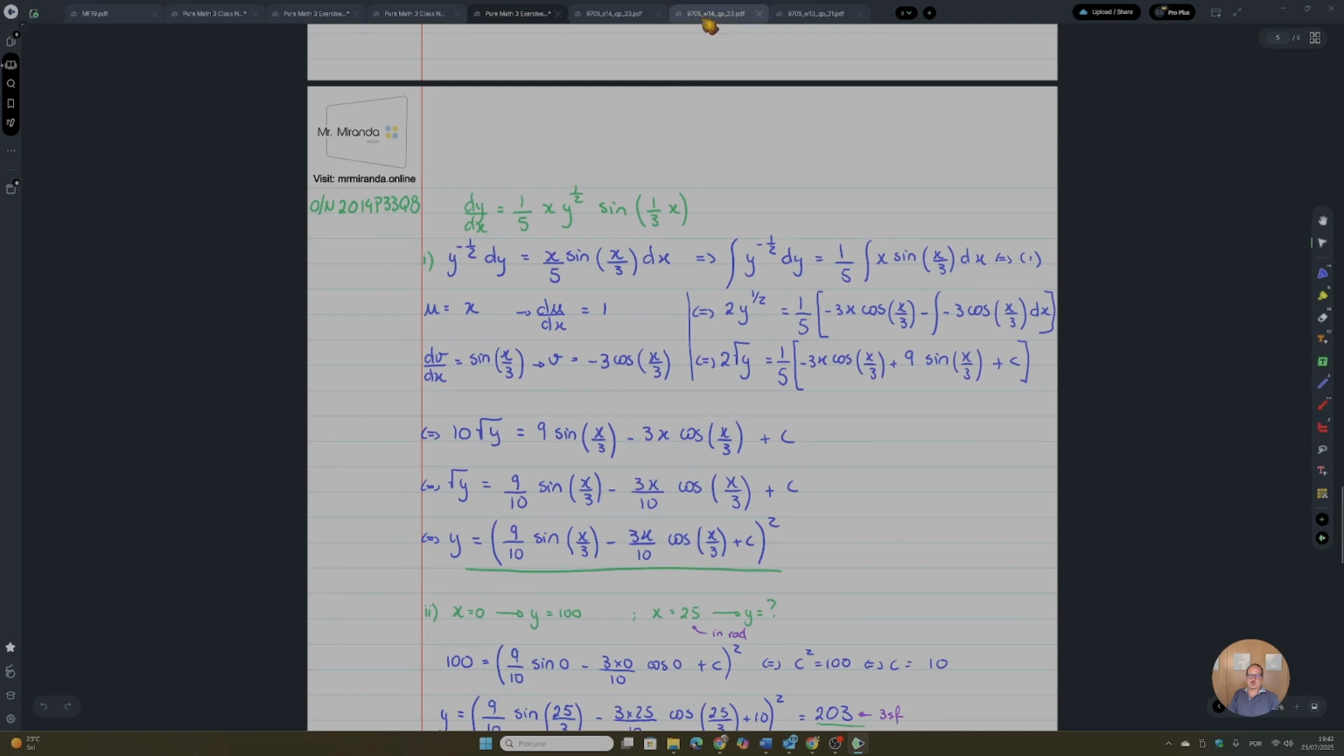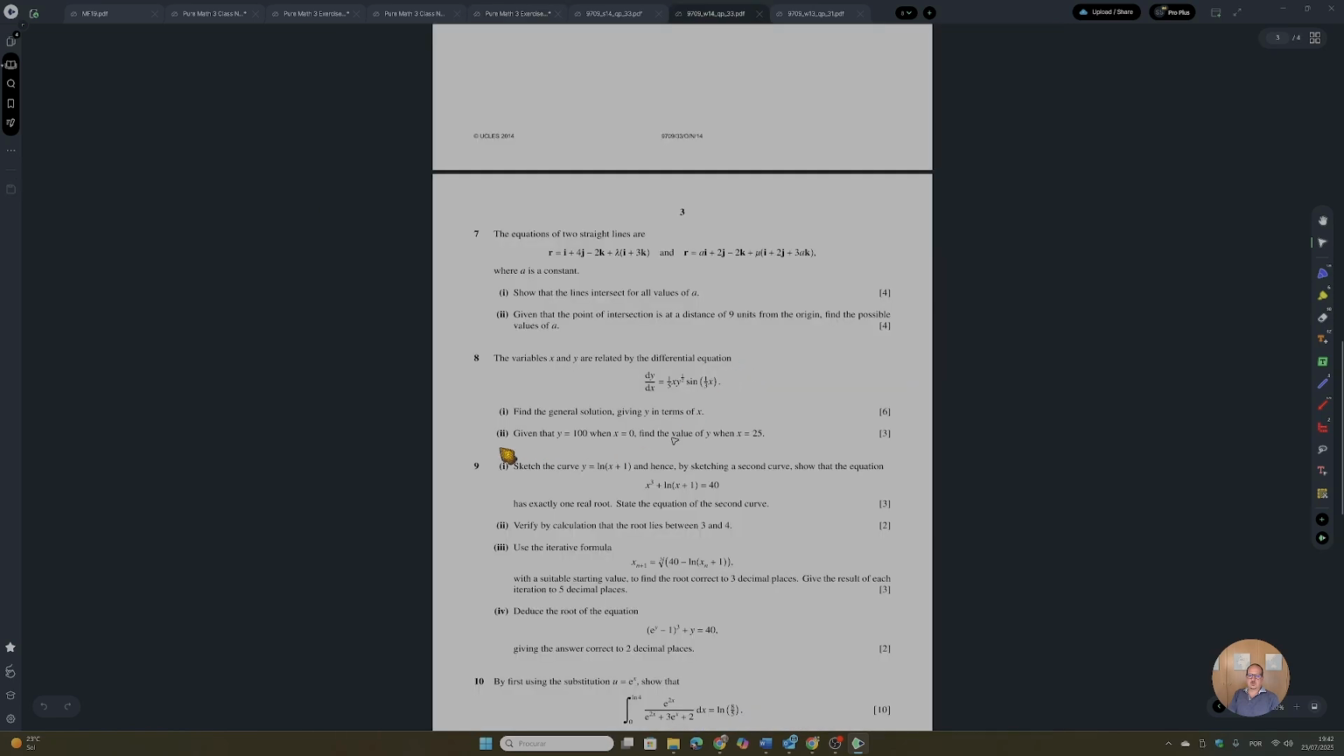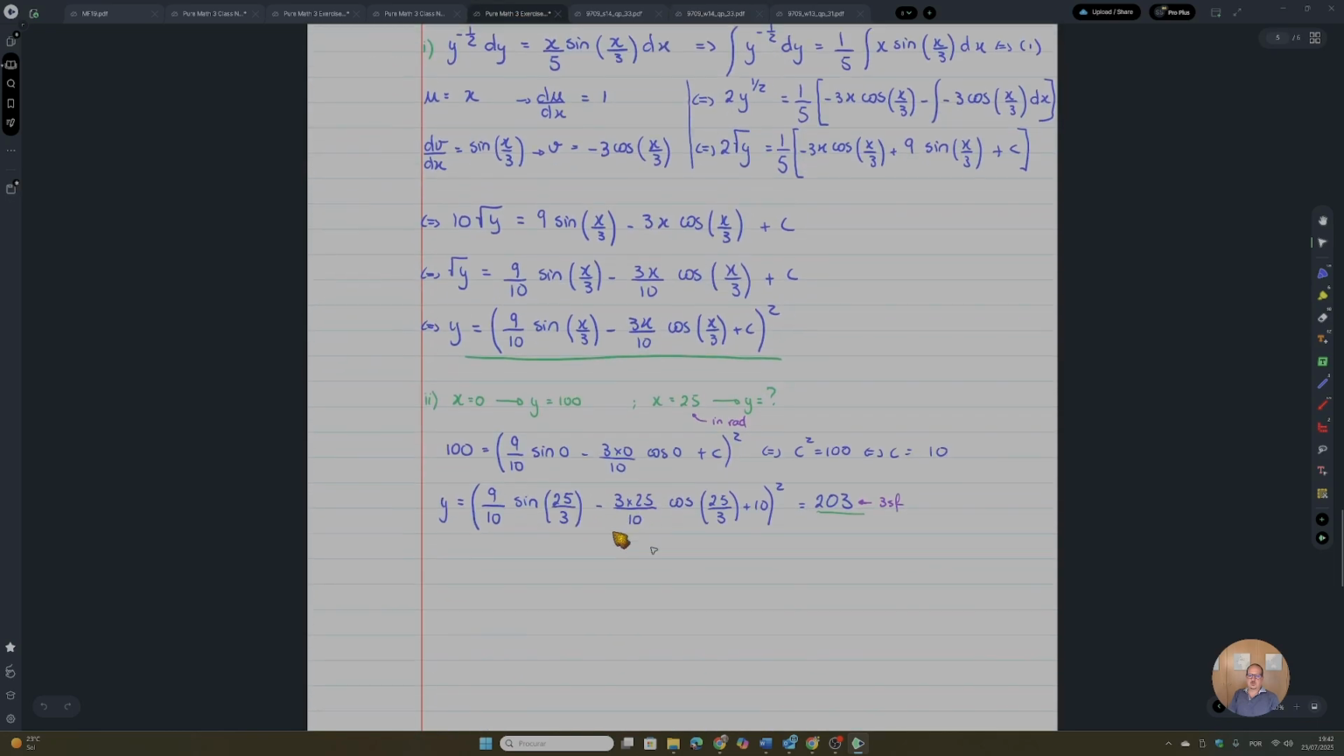Then, given that y equals 100 when x equals 0, find the value of y when x equals 25. This piece of information will allow you to determine the value of the arbitrary constant. So let's use it.